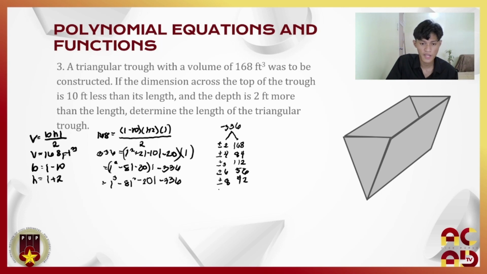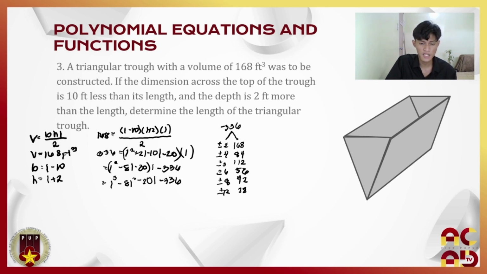I think positive negative 12. So 12, 2, we have 24. 33 minus 24, we have 9. 96, we have 8. Ayan. So, meron tayong mga roots na to. So, we have positive negative 4, positive negative 2, and etc.